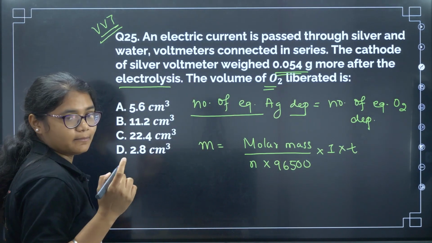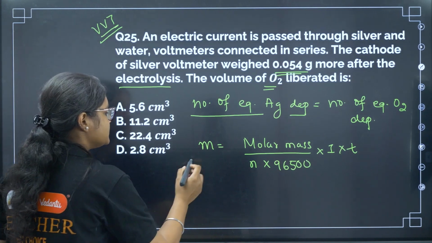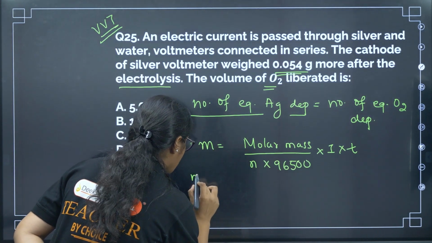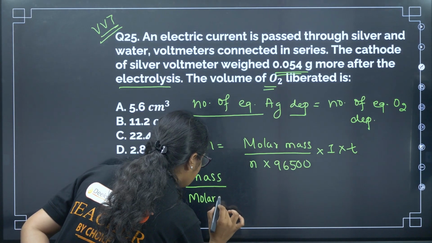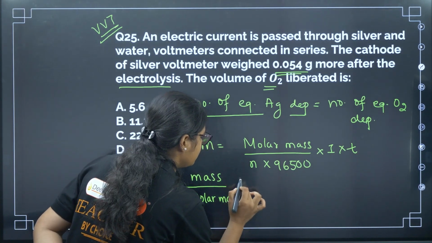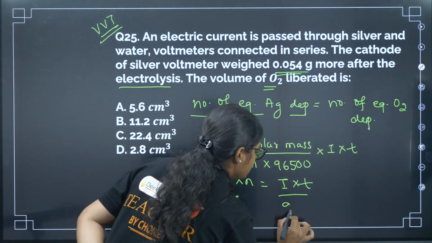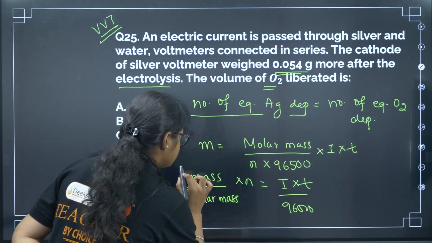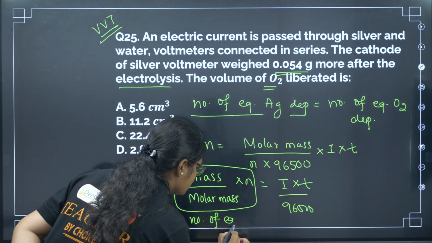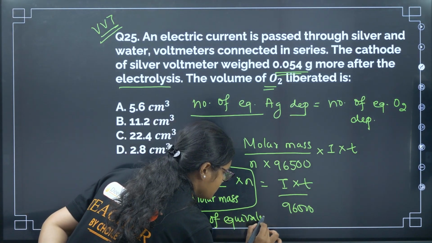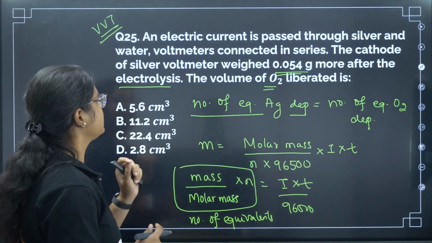Now what is your equivalent mass? If you know, equivalent mass is nothing but given mass by molar mass into N factor. So this is my given, so I can write mass divided by molar mass, this value into N, that is equal to I into T divided by 96500. This is nothing but the number of equivalents, right? So now we can calculate for magnesium what is the number of equivalents that is deposited.